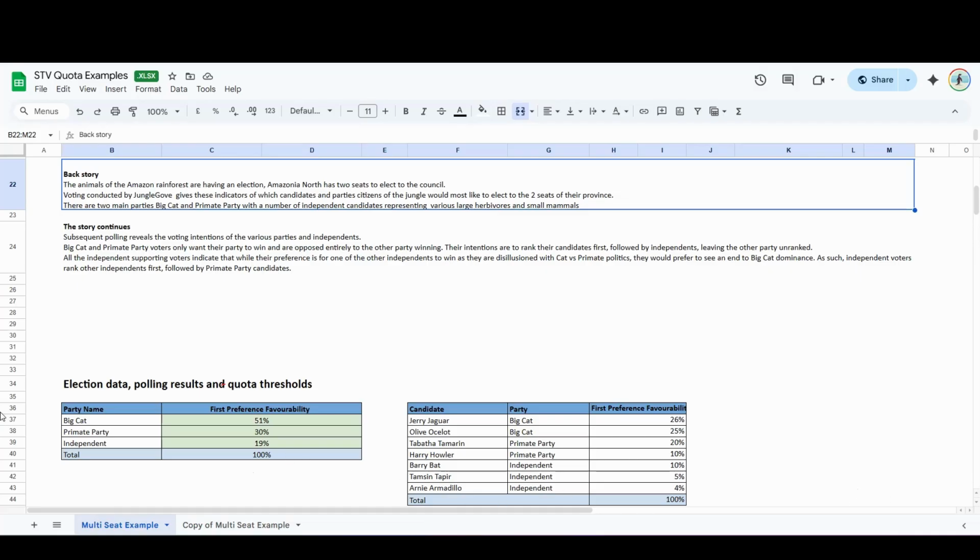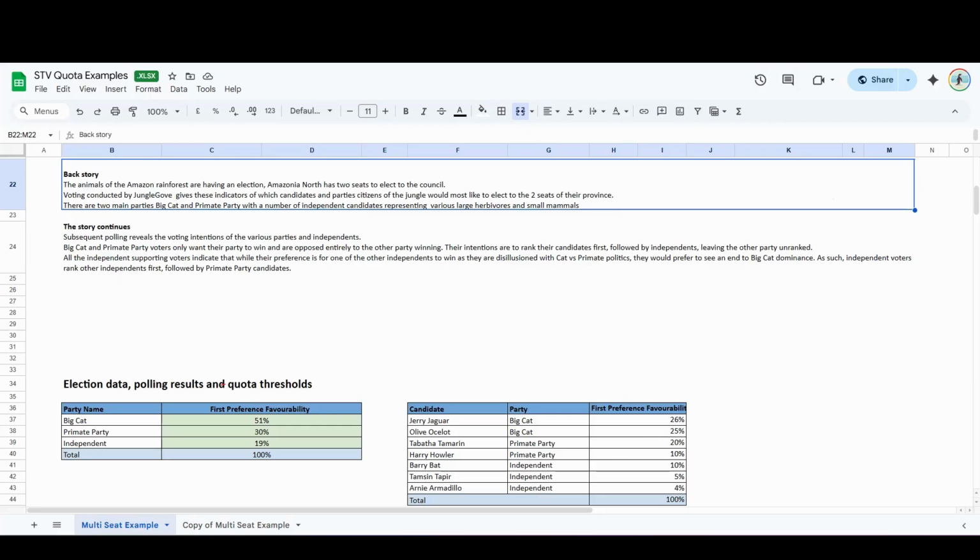So in this example that I worked through, sorry if it's a bit too small for people's screens, but I'll just talk through the whole thing anyway. So I hope you don't hate the sound of my voice. I just came up with a sort of twee little example using animals and a jungle and a couple of parties that live in the jungle. You've got the big cat party, the primate party, and a number of independent candidates representing various large herbivores, small mammals.